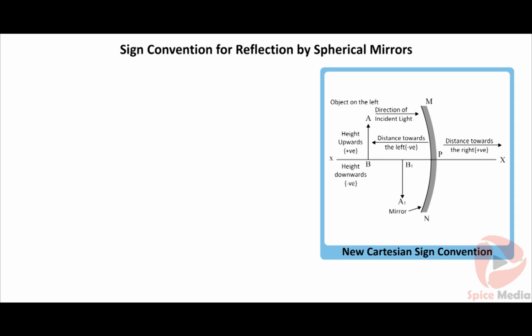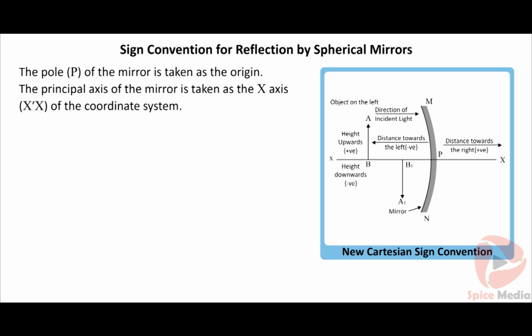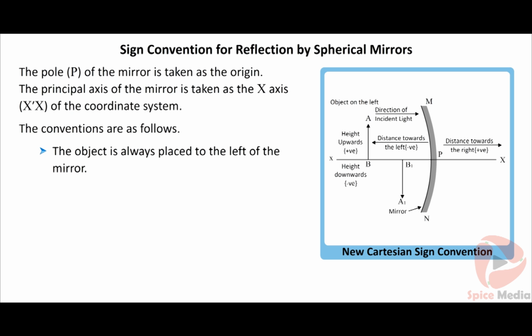While dealing with the reflection of light by spherical mirrors, we shall follow a set of sign conventions called the new Cartesian sign convention. In this convention, the pole P of the mirror is taken as the origin. The principal axis of the mirror is taken as the x-axis, x'x of the coordinate system. The conventions are as follows. The object is always placed to the left of the mirror.